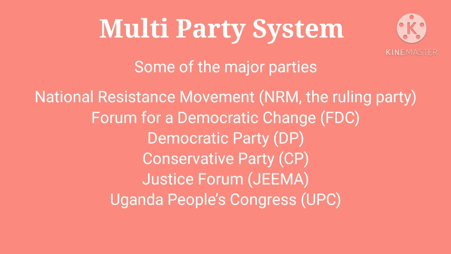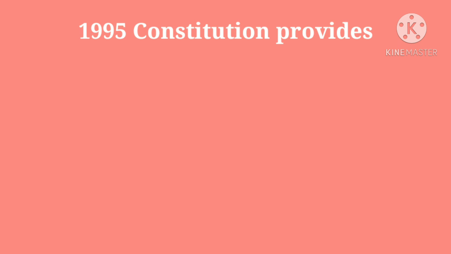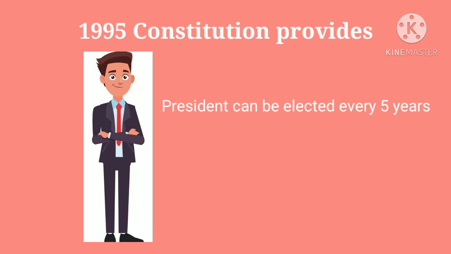Uganda is a multi-party system. There is a total of 38 registered political parties in Uganda. Some of the major parties include the National Resistance Movement, Forum for Democratic Change, Democratic Party, Conservative Party, Justice Forum, and Uganda's People Congress. The 1995 Constitution of Uganda provides for an executive president to be elected every 5 years.